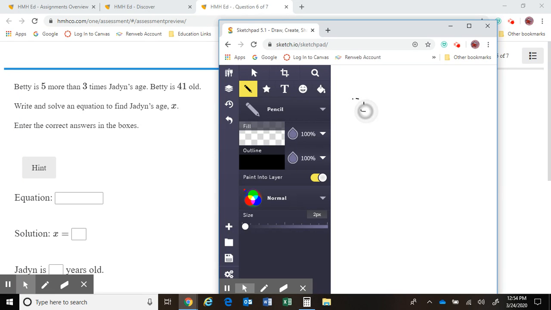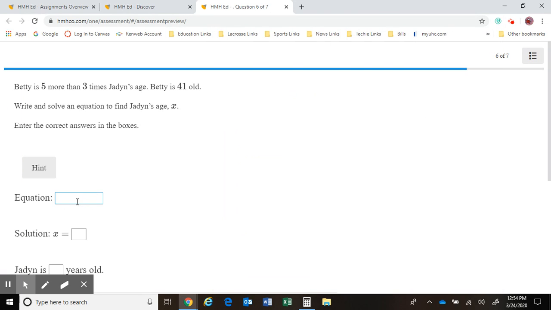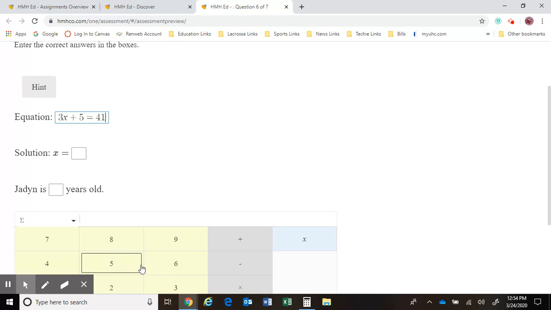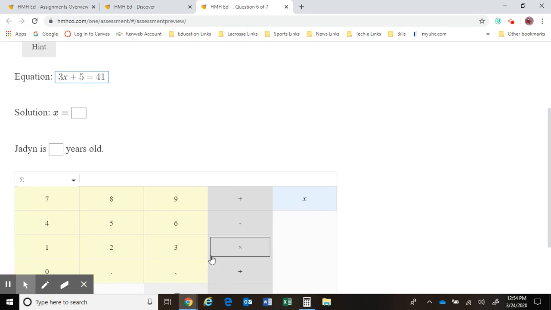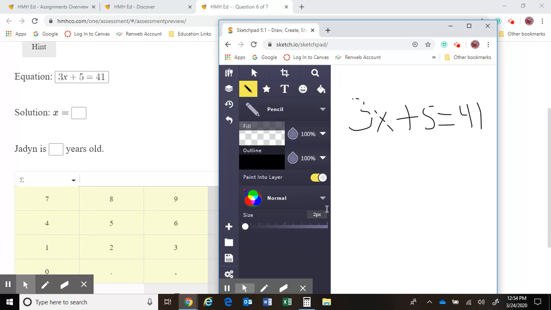So 3x, all right, and then 5 more would be plus 5, and we know that it equals 41. Okay, so there's my equation. All right, so 3x plus 5 equals 41. And of course, you could use the numbers down here to type that in as well. I'm going to bring my sketch pad back up. All right, now I want to solve this.